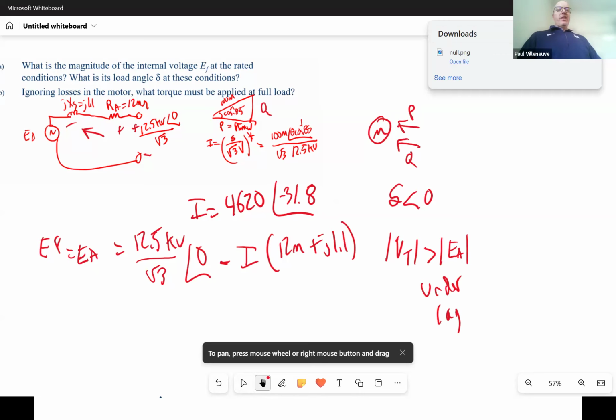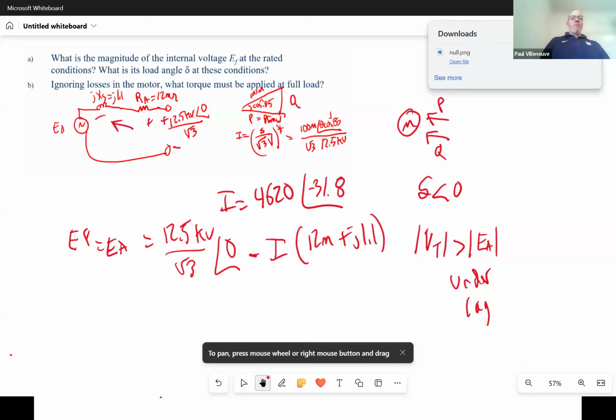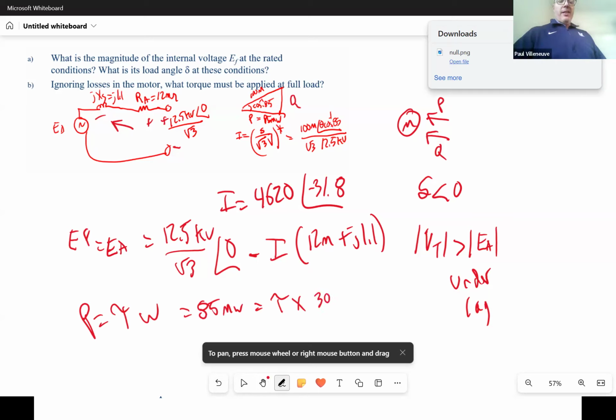All right, how do we answer the second part of the question? What must the torque be applied at full load? Power equals torque times omega, right? Power, 85 megawatts, is equal to the torque times, it's not 3,000 RPM, it's 3,000 times what?